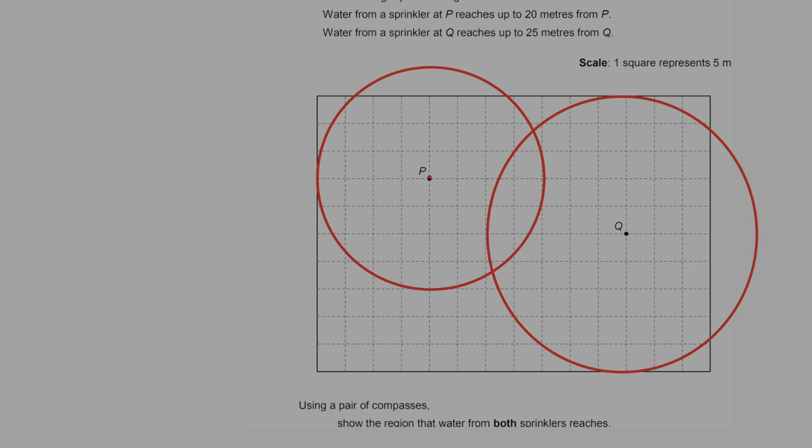Show the region that water from both sprinklers can reach. So the region that both would reach, I'm going to label it with an R. So they would show the region that both sprinklers would reach. So that would be the region that both would reach.